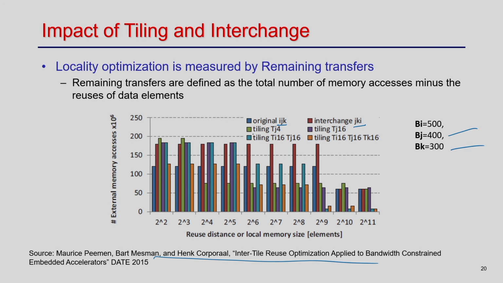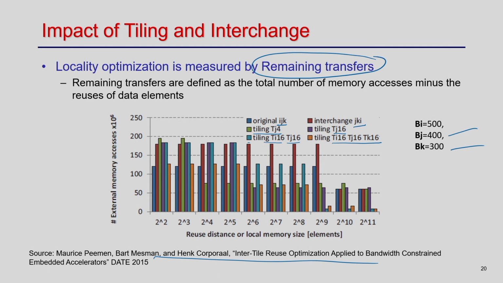One of the combinations, the green, is where they only tile the j with 4. The blue is tiling I and j both with a window of size 16. This is j with 16 and this is tiling I, j, k all with 16. Okay. And then they measure the improvement using the remaining transfer. This is very interesting terminology.